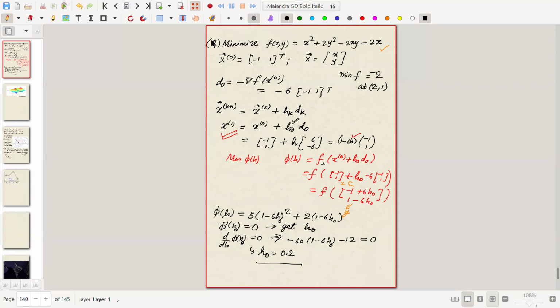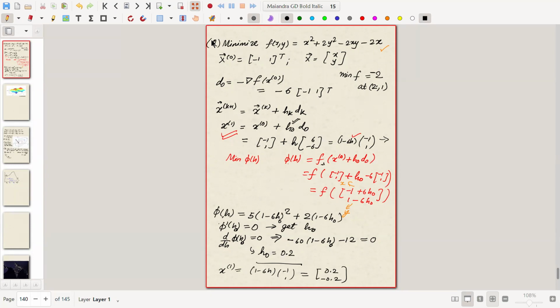You just put the h value which you got here. So x1 equals 1 minus 6h minus 1 comma 1 from this equation. Okay. Can you put minus 0.2 and give me the answer? I think you will get this quantity 0.2 minus 0.2. Okay. So this is your next iteration, right? Okay. Everyone happy with this first iteration, how we did in gradient descent?